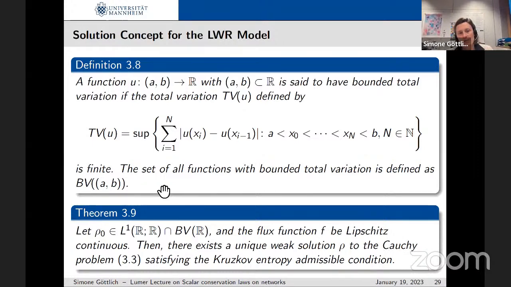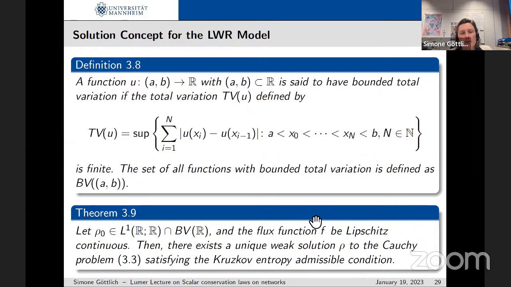Summing up all the facts I've shown you: for some special initial data rho 0 and the flux function f being Lipschitz continuous, we can conclude that there exists a unique weak solution rho to the Cauchy problem of traffic flow satisfying the Kruzhkov entropy admissible solution. And the full proof of this theorem is based on this wavefront tracking I roughly explained before.